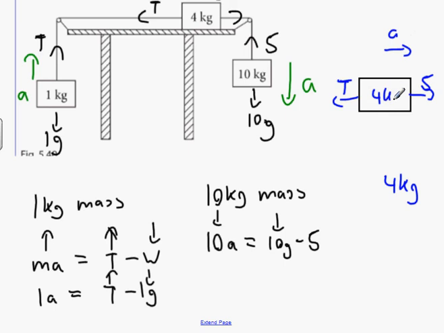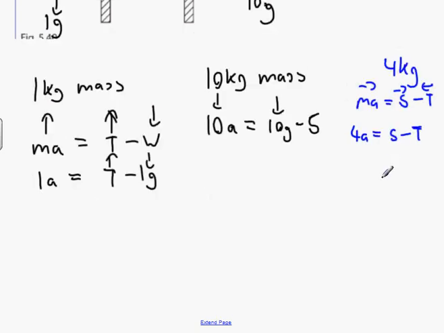It's 4 kilograms in weight. MA going to the right equals S going to the right minus T going to the left, opposing it. So therefore 4A equals S minus T. And there is your link equation. Let me show you how to use this.